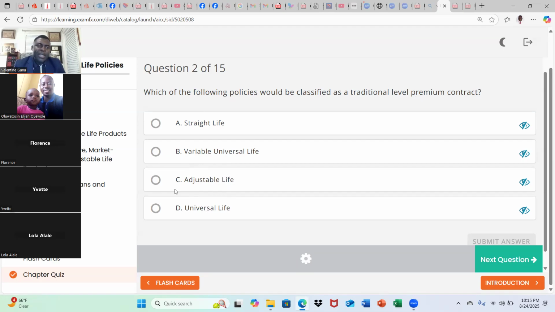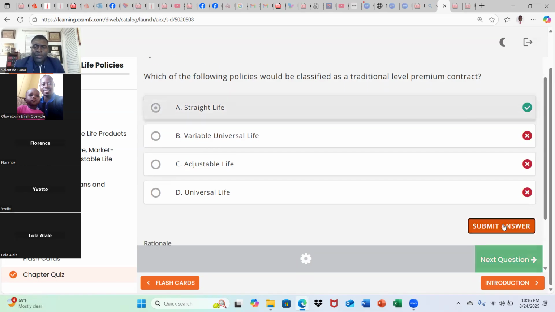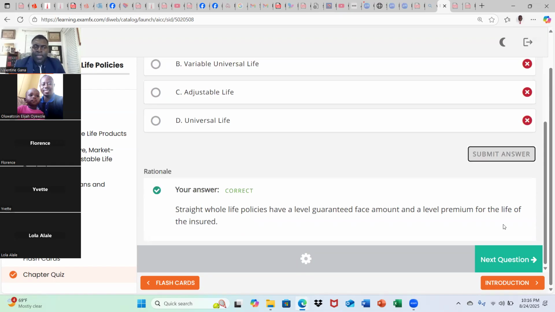Adjustable life means things can change. They can adjust the face amount, they can adjust the premium, but they're talking about a level premium policy. So we eliminate C, we eliminate D. It's between B and A. We'll find out. And that's correct.